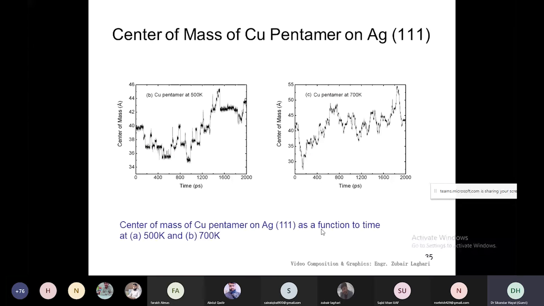Variation of this island, which is the pentamer, with time: the left one is at 500 Kelvin, while the other is at 700 Kelvin. We saw here that the variation in the center of mass at high temperatures is relatively more compared to the lower one, and this is a function of time. We can also see the change in positions just like a movie. I will show you in the next slide maybe.